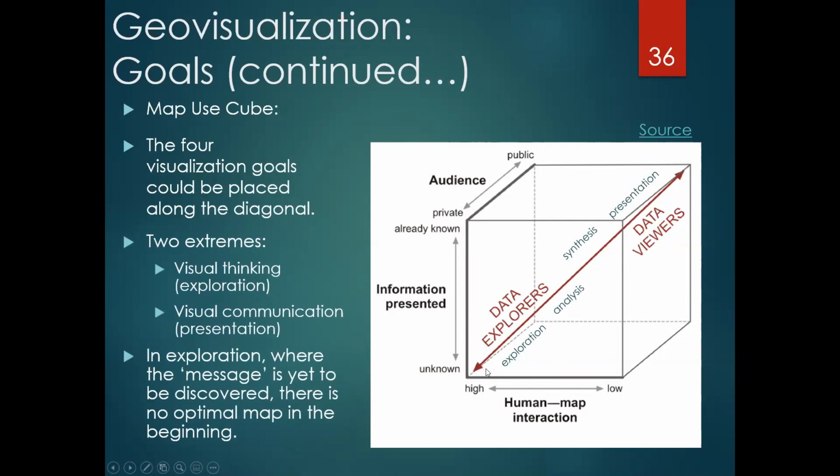So 2 extremes are visual thinking. This is a visual thinking extreme because here you're trying to use your visualization to ask more questions, right? To do exploration. And another extreme is visual communication, just for presentation. This is another extreme of this diagonal. You're just trying to show people what we have known, right? You want to show them the fact. And in exploration, where the message is yet to be discovered, there is no optimal map in the beginning.